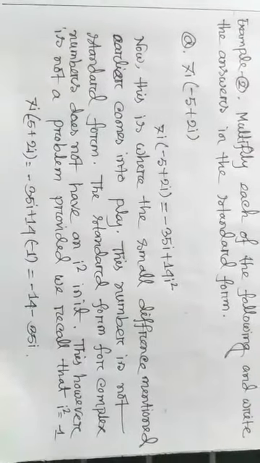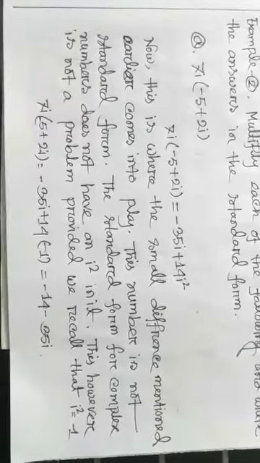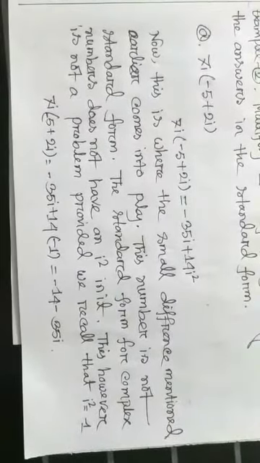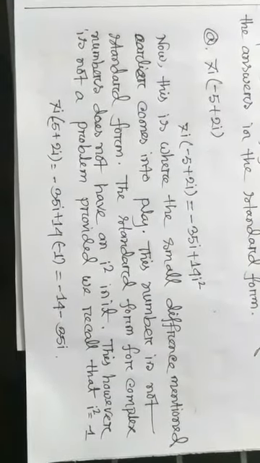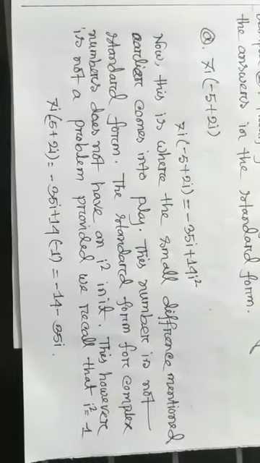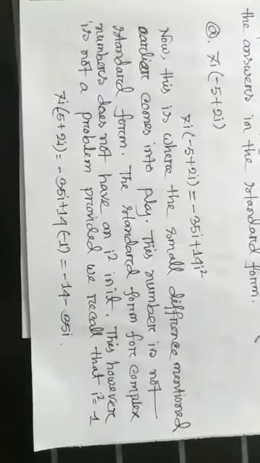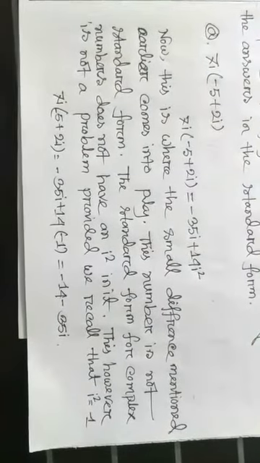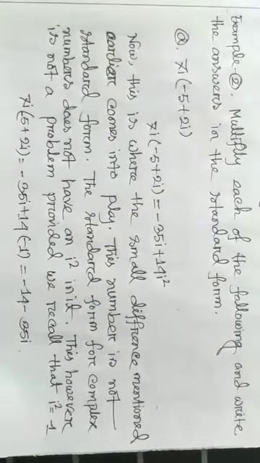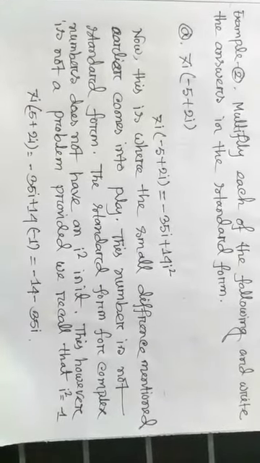Example 2. Multiply each of the following and write the answer in standard form. A. 7i times minus 5 plus 2i equals minus 35i plus 14i squared. Now this is where the small difference mentioned earlier comes into play. This number is not in standard form. The standard form for complex numbers does not have an i squared in it.